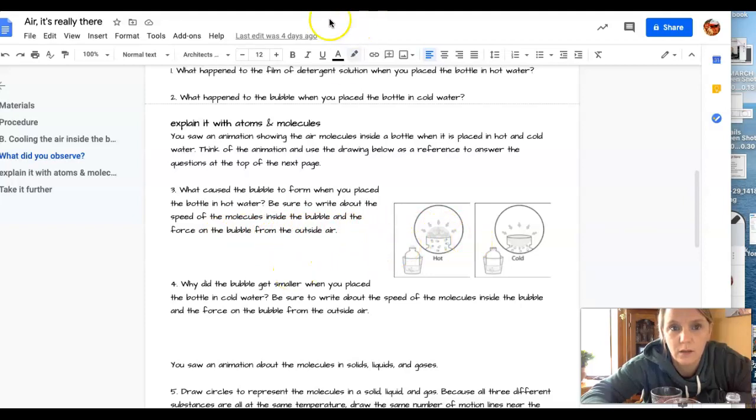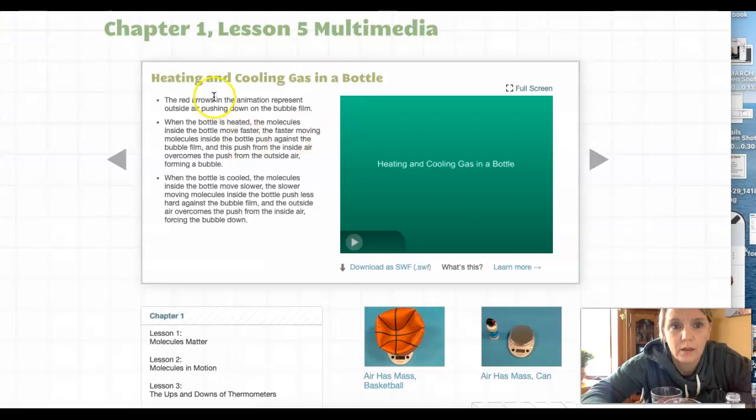Okay. Again, we'll go back here. It says the red arrows in the animation represent outside air pushing down on the bubble film. When the bottle is heated, the molecules inside the bottle move faster. The faster moving molecules inside the bottle push against the bubble film, and this push from the inside air overcomes the push from the outside air, forming a bubble.